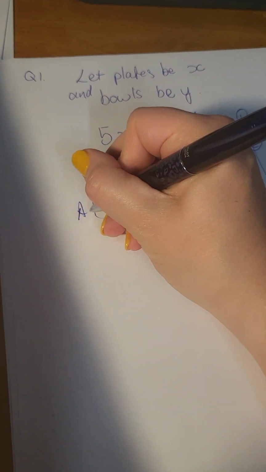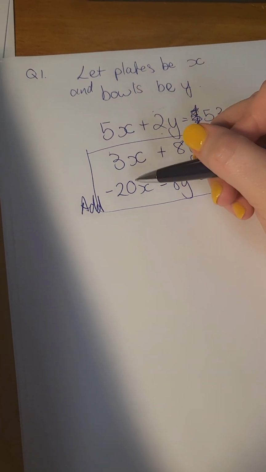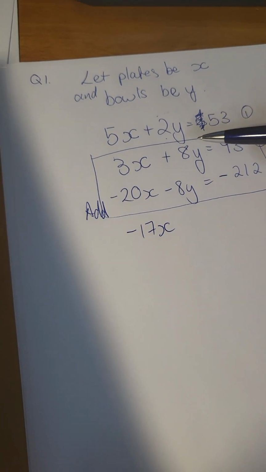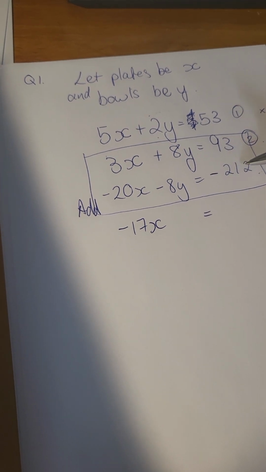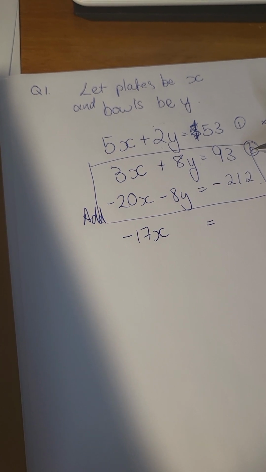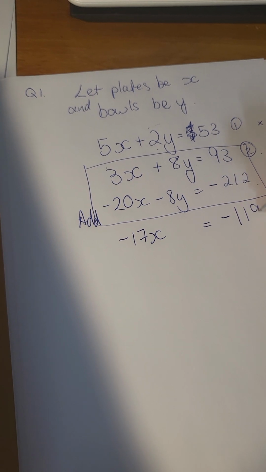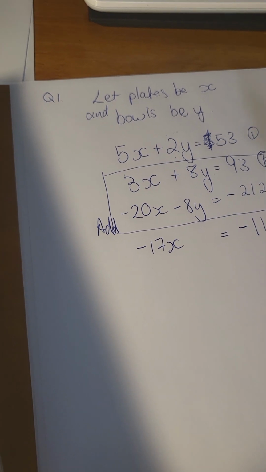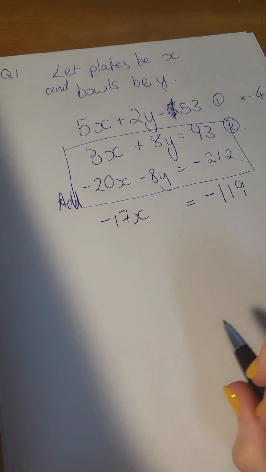Now, if we add these 2 together, we should be able to eliminate the y. So we have 3x and -20x. We end up with -17x. The y's are eliminated. And then we have, oh dear, -212 plus 93. So that's going to give us -119, I hope. Let me think this through. Is that going to work? Yes. Okay, so we have -17x equals -119. Ooh, that looks horrible.